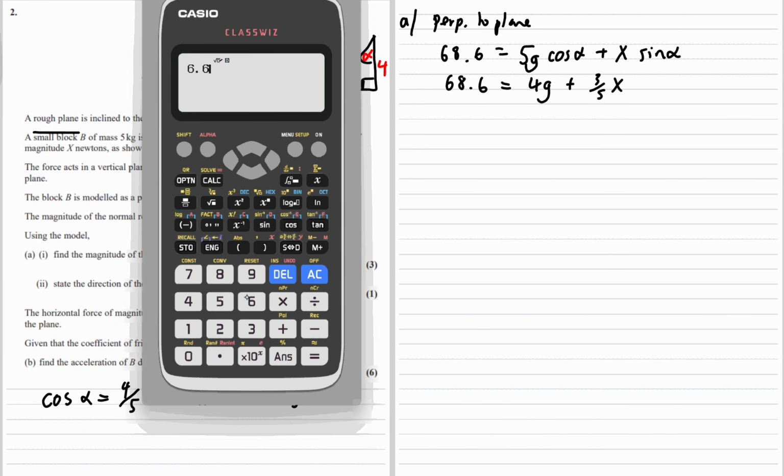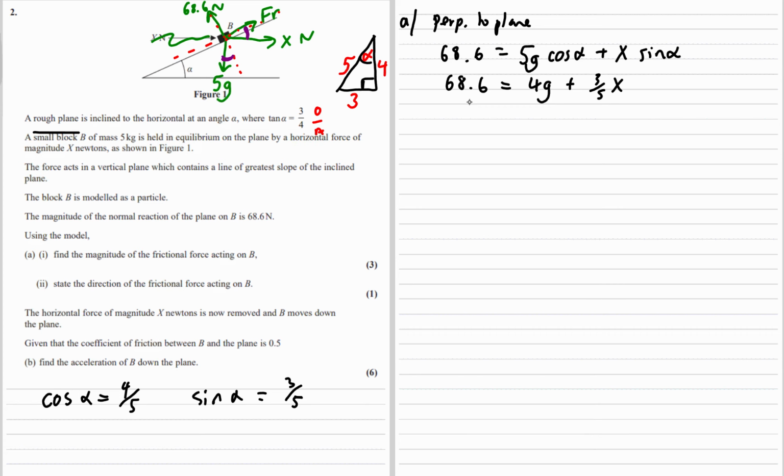So 68.6 minus 9.8, and then times 5, divide by 3. We get x is 49 newtons. But we're interested in the friction.